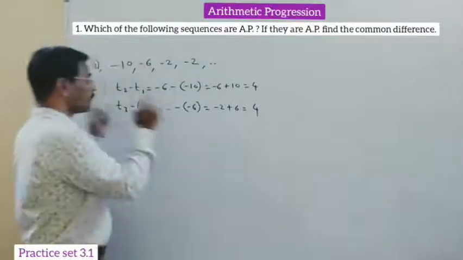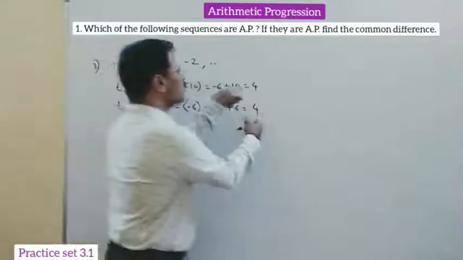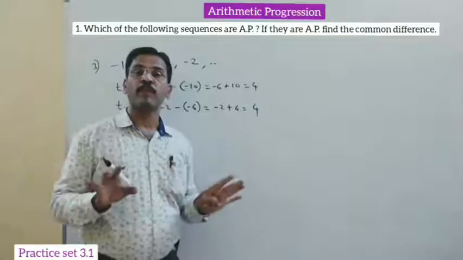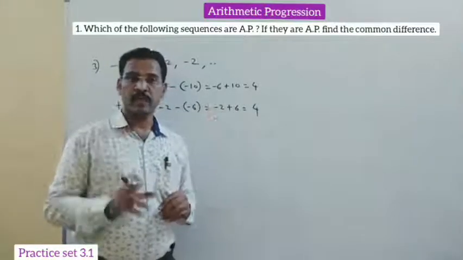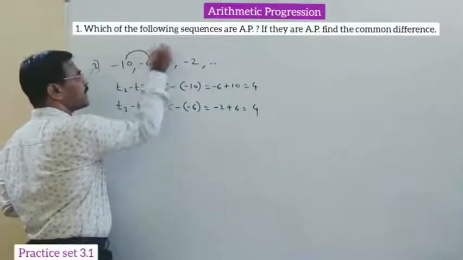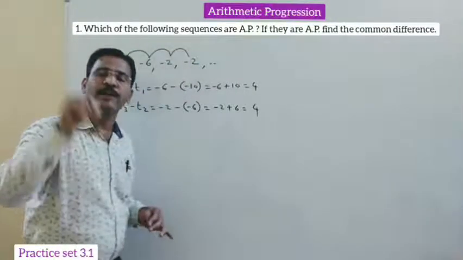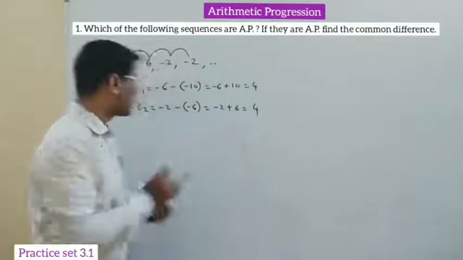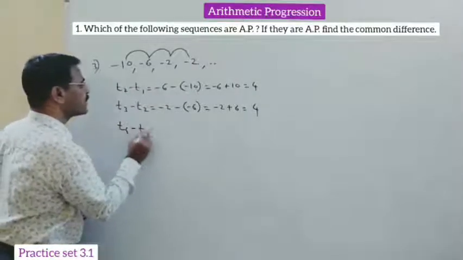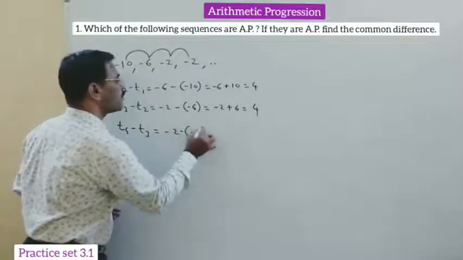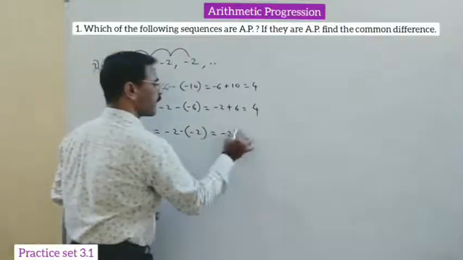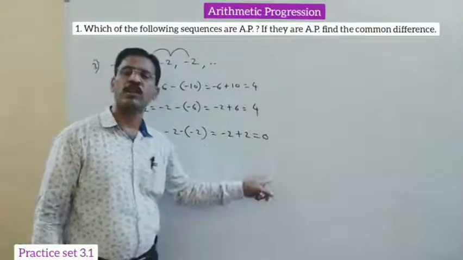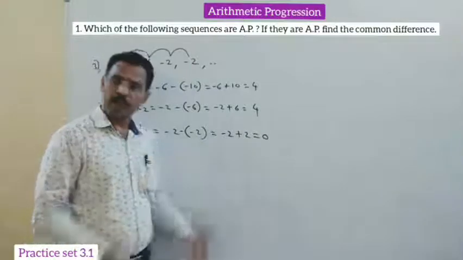Remember, friends, that is very important. Suppose the common difference is the same for the first two, and we say directly it is an arithmetic progression. That is a very big mistake. So how many terms are there? All terms we are going to check. See here, in the first two it is okay, but let's see the next one. T4 minus T3, that is minus 2 minus minus 2. That comes to 0. Understand? That means always check all the terms. That is very important.